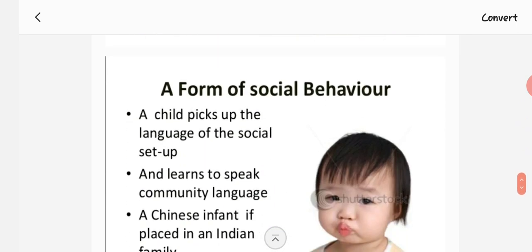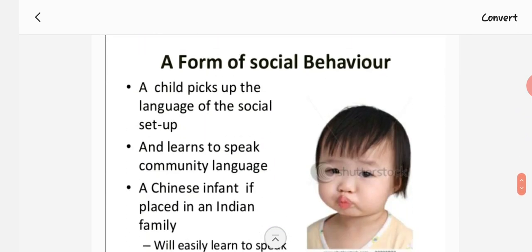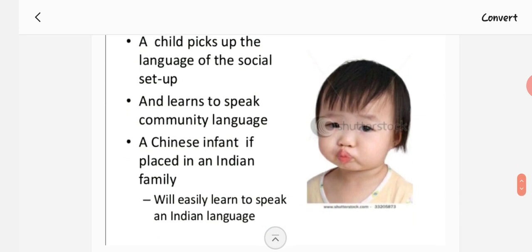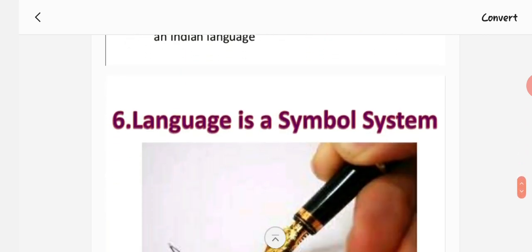Language is a form of social behavior. So society is always behaving with the language. A child picks up the language of the social setup and learns to speak the community language. A Chinese infant, if placed in an Indian family, will easily learn to speak the Indian language, and the same is the case with an Indian infant. If placed in a Chinese family or society, he or she will simply learn how to speak the Chinese language. So it is basically adaptive.